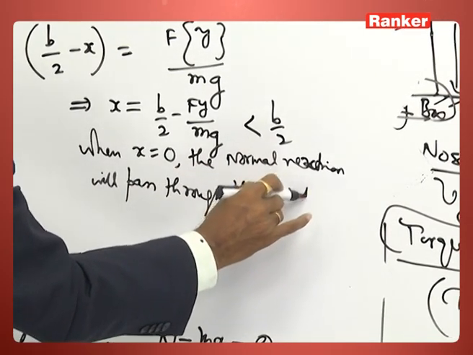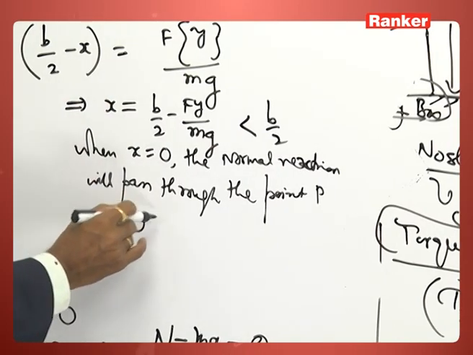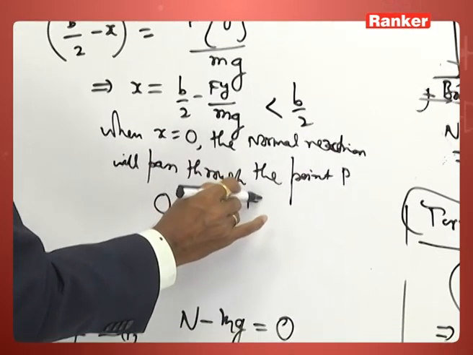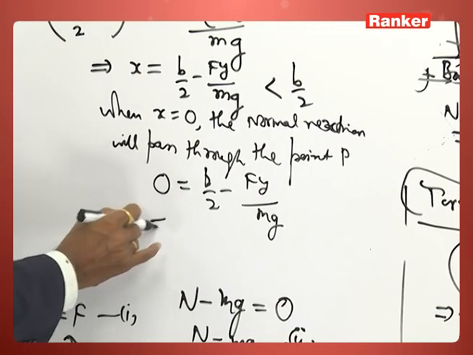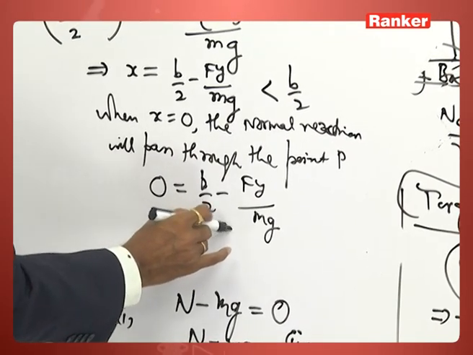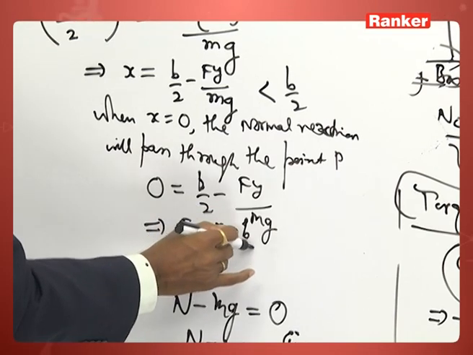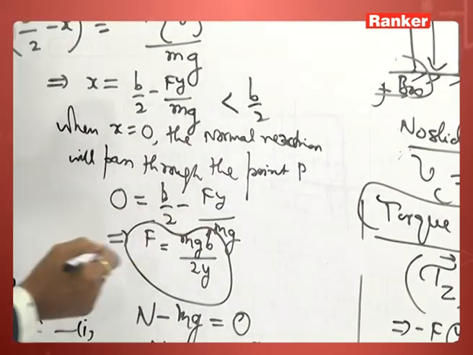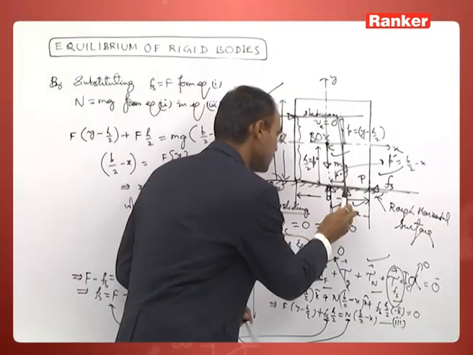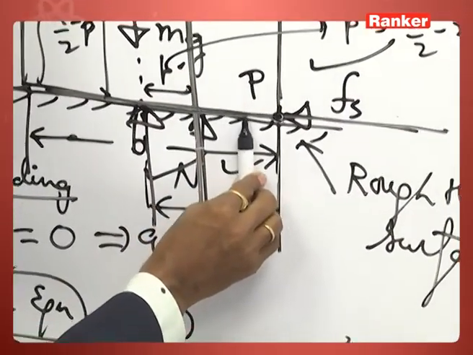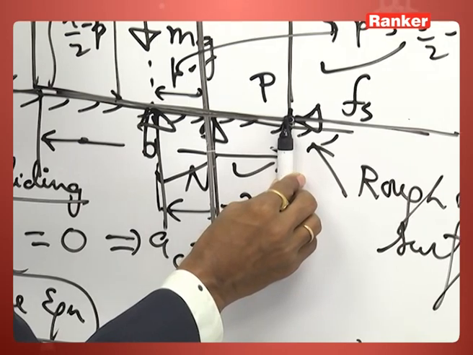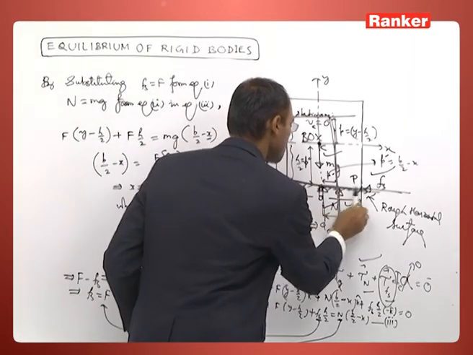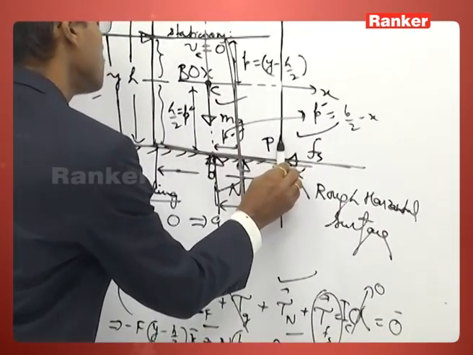the point P. Putting x is equal to 0, we are getting b by 2 minus Fy by mg. So, F is equal to mgb by 2y. When the force will be equal to this much, the normal reaction will be shifted gradually towards the edge, and exactly when the force, applied force will be exactly equal to this, the normal reaction will pass through this point. Needless to mention, it is always normal.